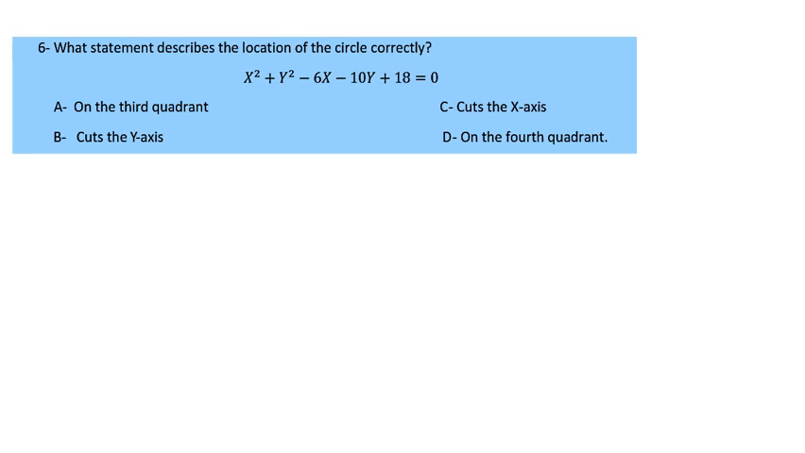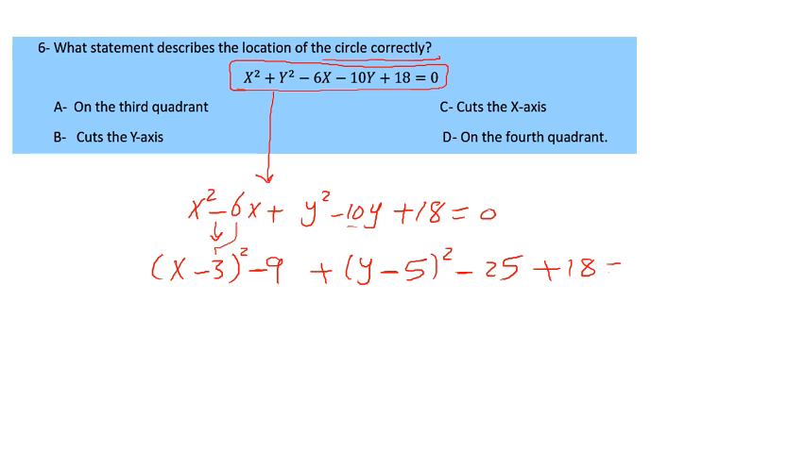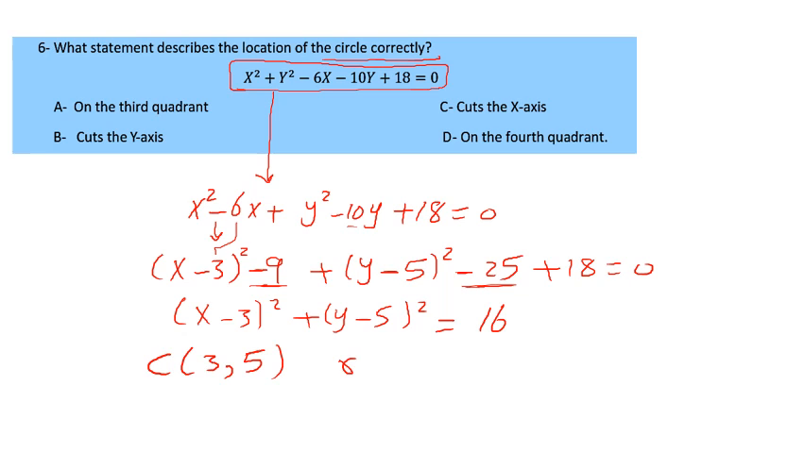Which statement describes the location of the circle correctly? I don't know the center and the radius of this circle, so I need to rearrange it in the form of the equation of a circle. So it's going to be x squared minus 6x plus y squared minus 10y plus 18 is equal to 0. So it's going to be x minus 3, half of the 6, squared, minus the square of 3, which is equal to 9, plus y minus 5, half of the 10, squared, minus 5 squared, which is 25, plus 18 is equal to 0. So it's x minus 3 squared plus y minus 5 squared, negative 9 and negative 25 is negative 34. Negative 34 added to 18 is equal to negative 16. So when you move it to the other side, it's going to be 16. So the center of the circle is (3, 5) and its radius is equal to 4.